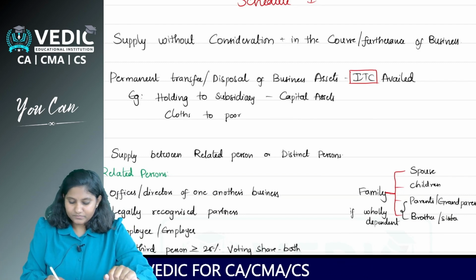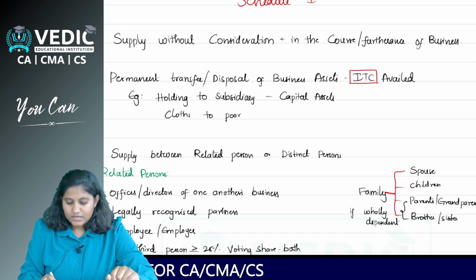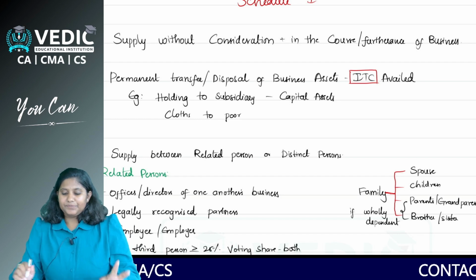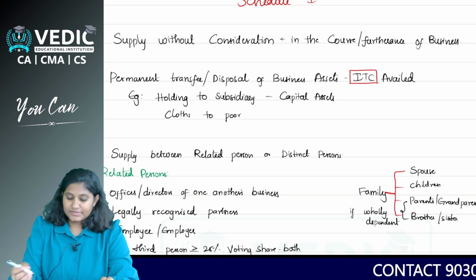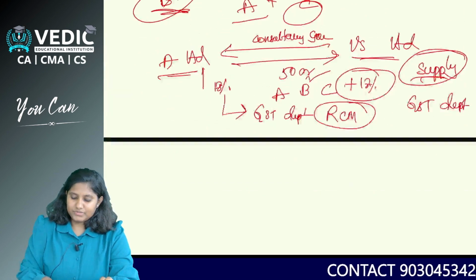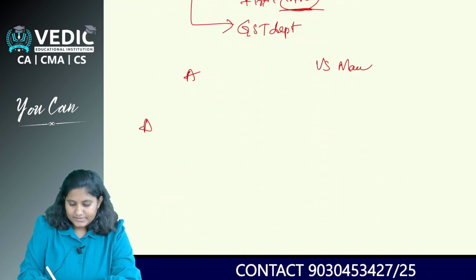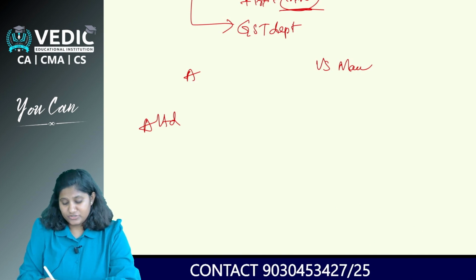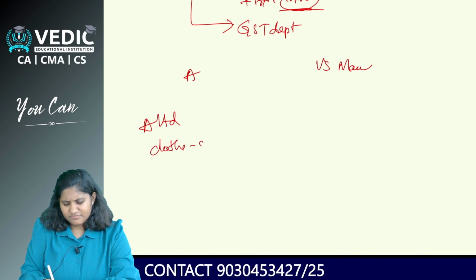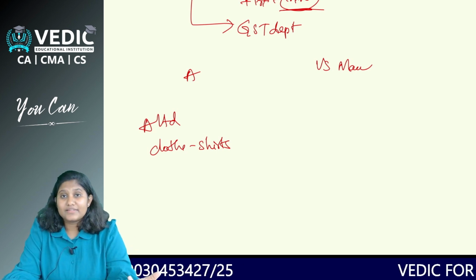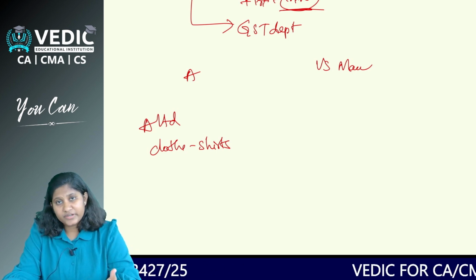Okay, come. What is this? First, permanent transfer or disposal of assets. See, permanent transfer or disposal of assets. First, see, suppose A Limited is there. It is into manufacturing cloths. Take some shirts. What happened? It is into huge losses. So what has to happen? It is going to shut down this year.